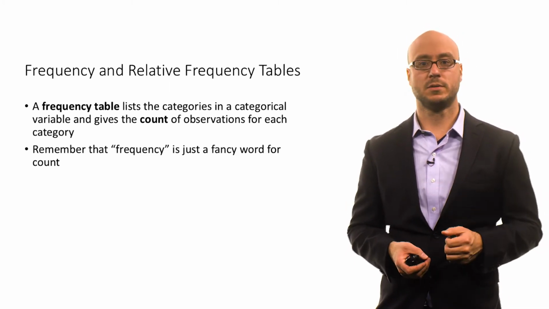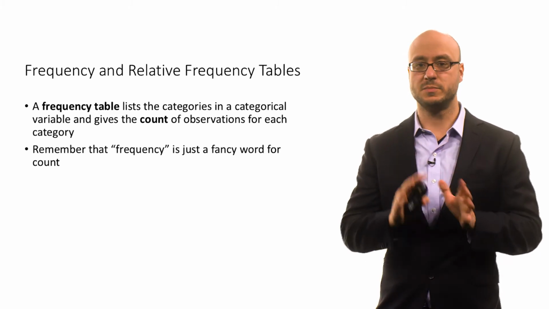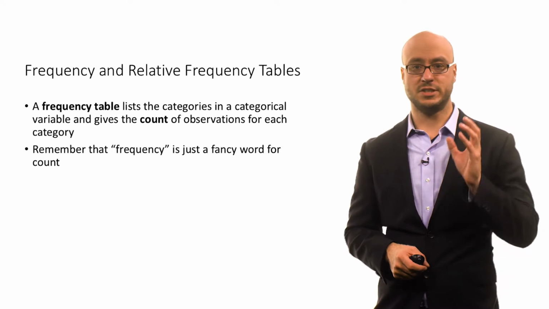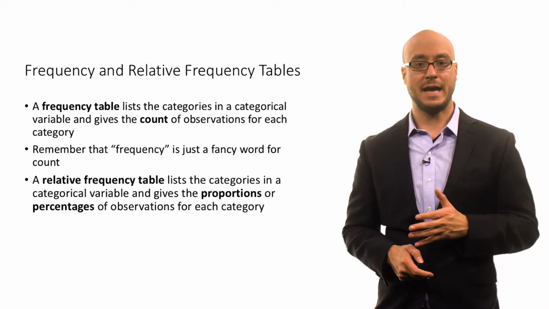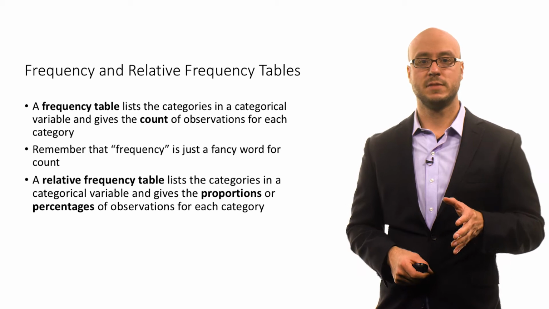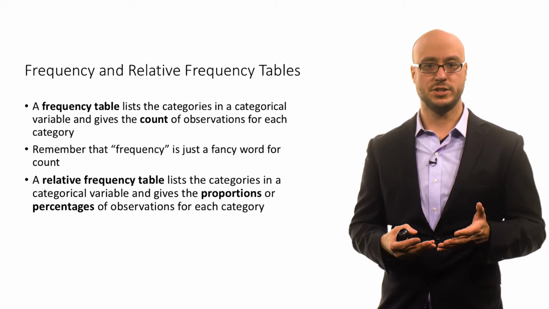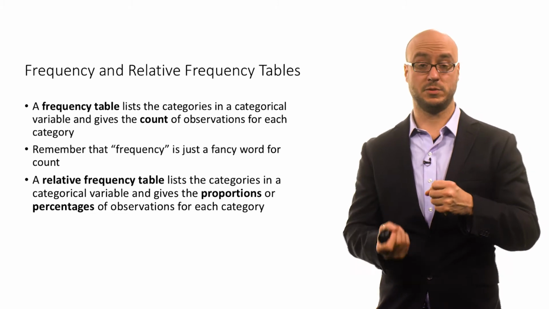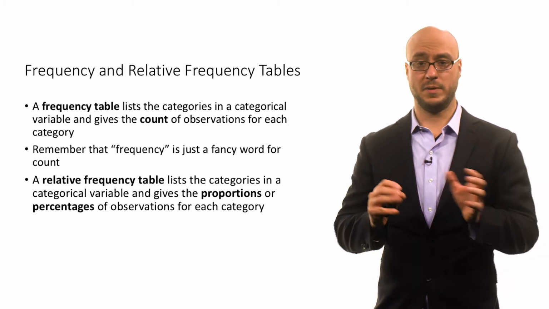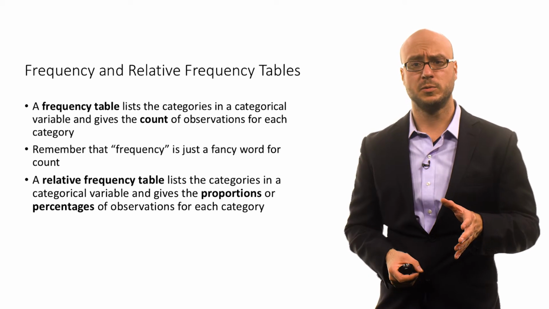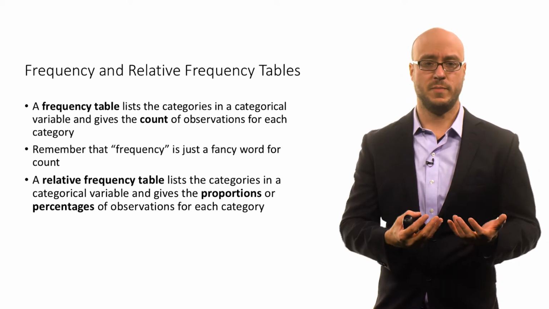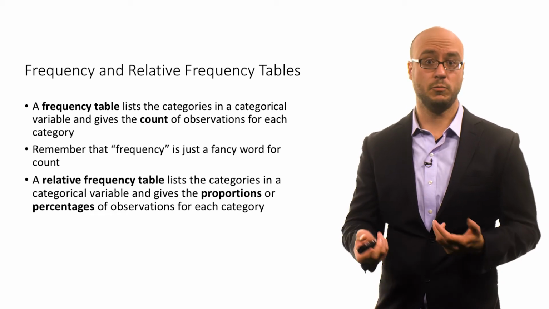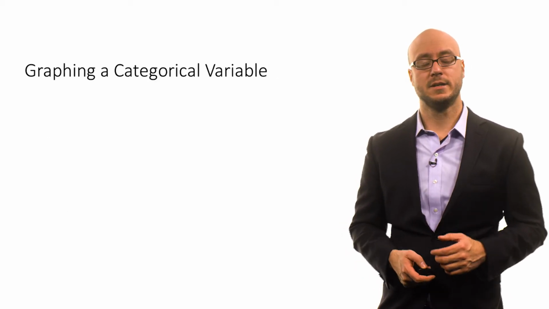analyses. So frequency table, in statistics, frequency just means count. It's just a fancy word for count. So a frequency table is just a table of counts for each category. A relative frequency table is going to give you the proportions or percentages for each category. A frequency table will tell you how many people are men and how many people are women. A relative frequency table would tell you what's the proportion of men and what's the proportion of women, or equivalently, what's the percentage of men and women in a particular data set.